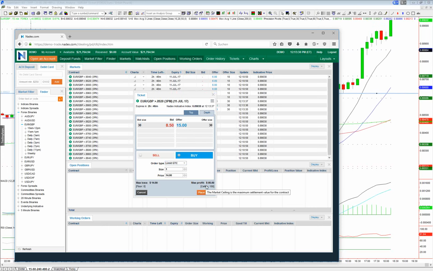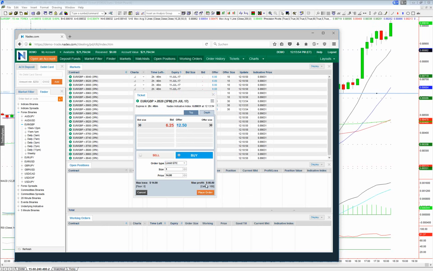My maximum profit, on the other hand, would be $86. Why? Because if price trades above the strike price at expiry, the contract will settle for 100. I paid 14, so my maximum profit is 86.